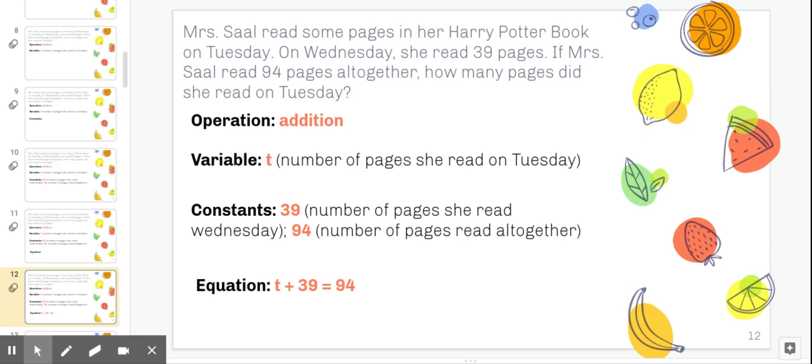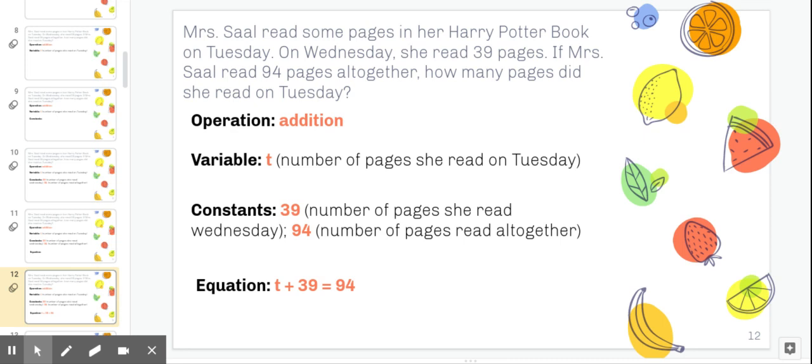And the reason why we write it like this is because since t represents the number of pages she read on Tuesday, that's where she started. She read some pages on Tuesday. Then on Wednesday, she added 39 more pages to that to get a total of 94. So we would write it in this order because this is the situation in the problem.